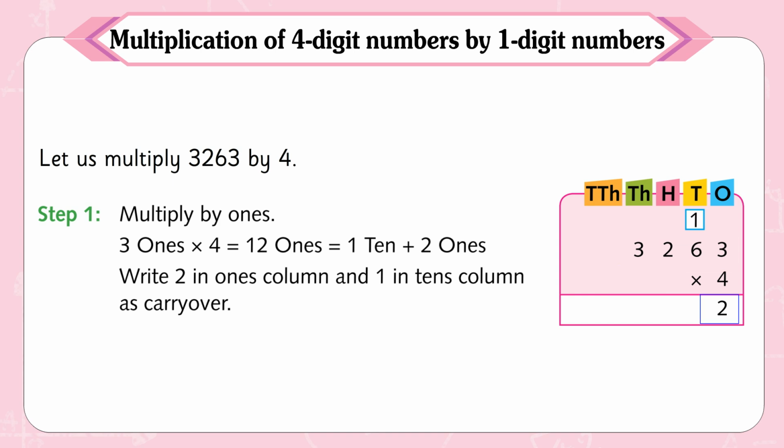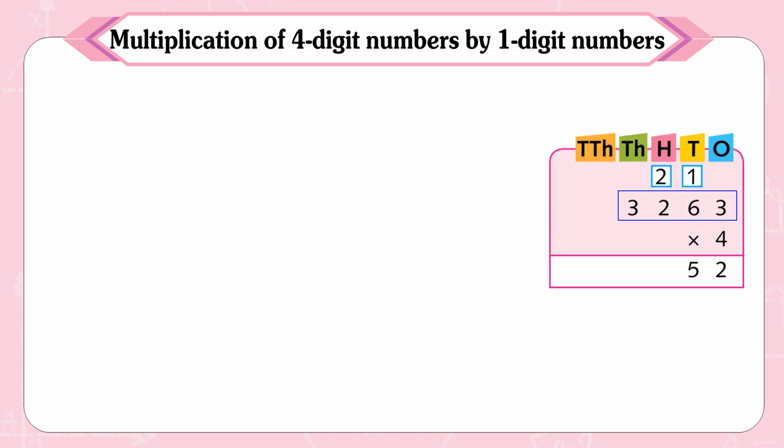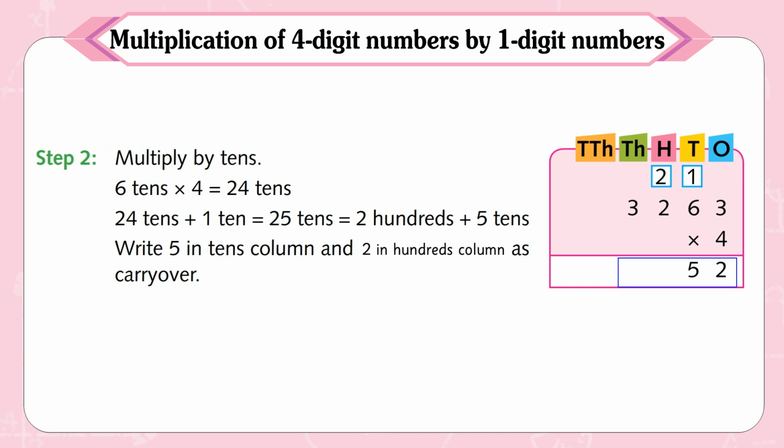3263 into 4 is equal to 2. 3263 into 4 is equal to 52. Step 2. Multiply by tens. 6 tens into 4 is equal to 24 tens. 24 tens plus 1 ten is equal to 25 tens, which is equal to 2 hundreds plus 5 tens. Write 5 in tens column and 2 in hundreds column as carry over.